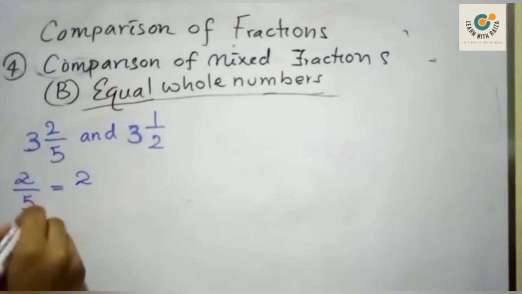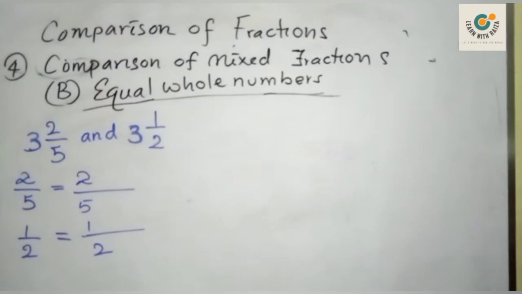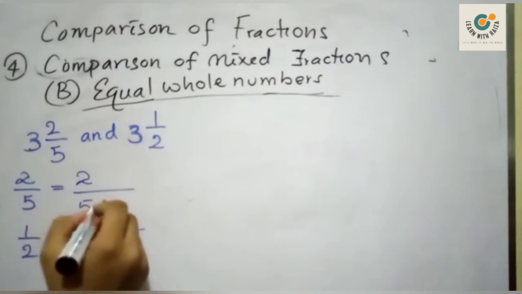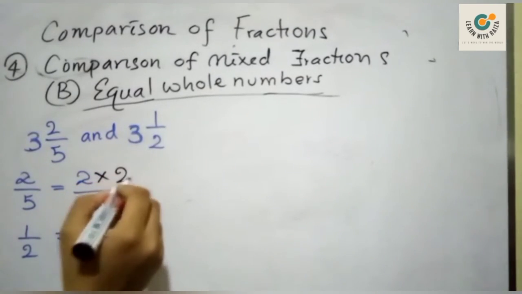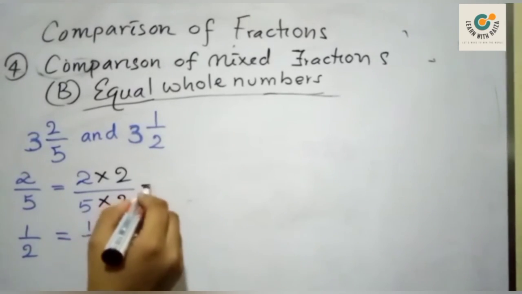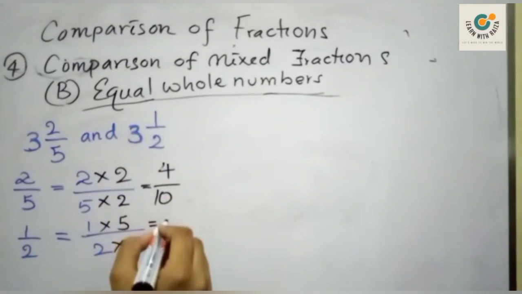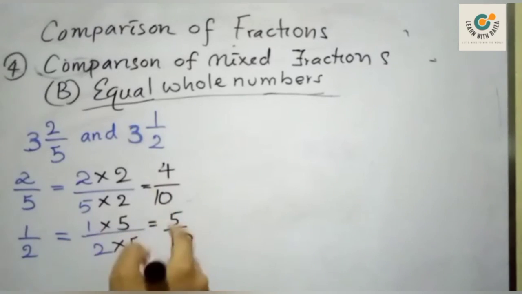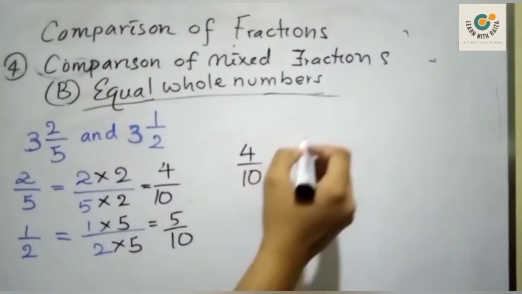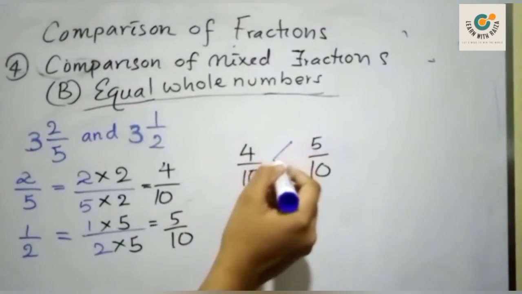The LCM of the denominators 5 and 2 is 10. So I have to make 10 from denominators 2 and 5. For that I have to multiply 5 times 2, and the numerator by the same number, 2 times 5. I am getting the new fractions. My equivalent fraction for this is 4 over 10 and here 5 over 10. Now I am going to compare 4 over 10 and 5 over 10. Now look at this. Denominators are the same. The fraction with the larger numerator is the larger fraction.